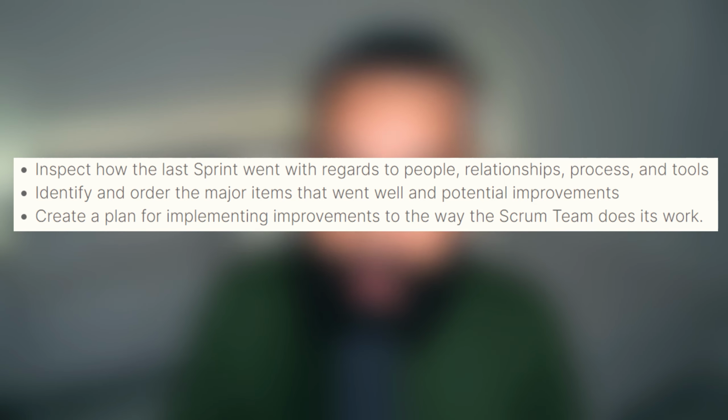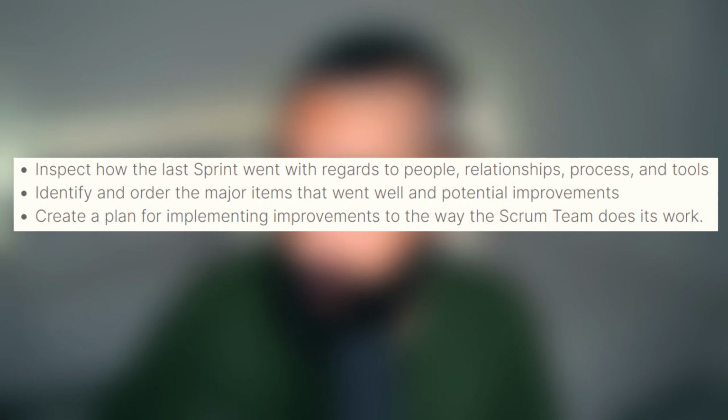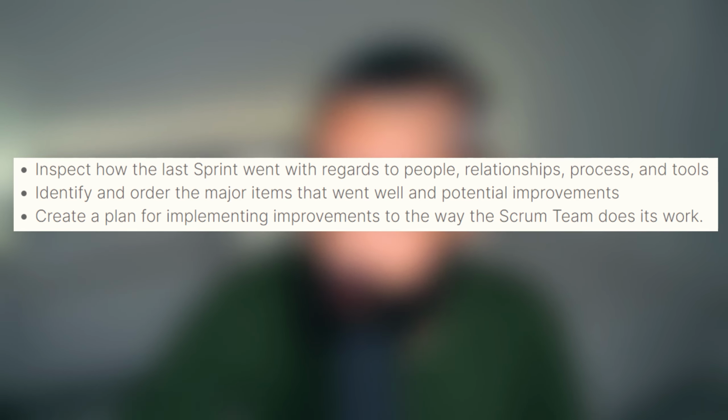First off, it's always good to start with a why. Why do we do sprint retros? What's the purpose of a sprint retrospective? As per the Scrum Guide 2020, the purpose of a sprint retro is to inspect how the last sprint went with regards to people, relationships, process, and tools, identify and order the major items that went well and potential improvements, create a plan for implementing improvements to the way the Scrum team does its work.